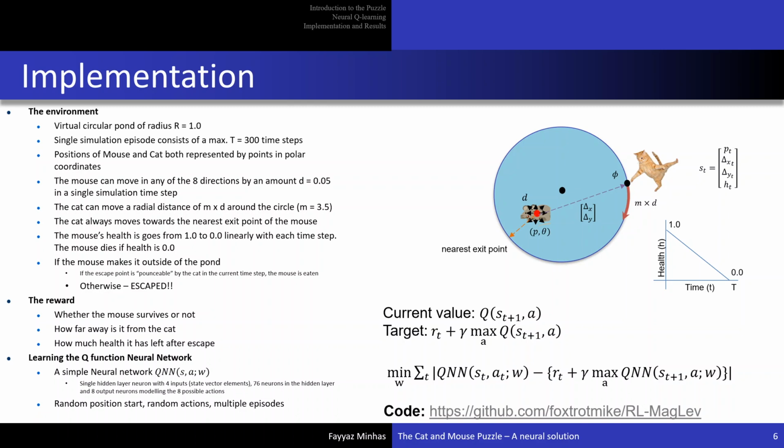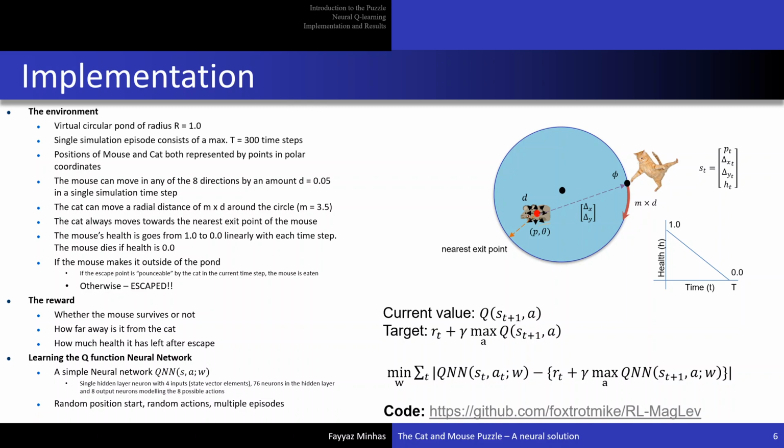In order to implement this whole scenario in the context of neural Q-learning, we implement a neural network. We want to implement this function Q(s, a). So we use a very simple neural network that takes in the state vector and then produces Q values for each action, each of the 8 actions that the mouse can take in that state, at the output. So that's how we implement this Q function. We denote it by a neural network Q_NN(s, a) with learnable parameters W.